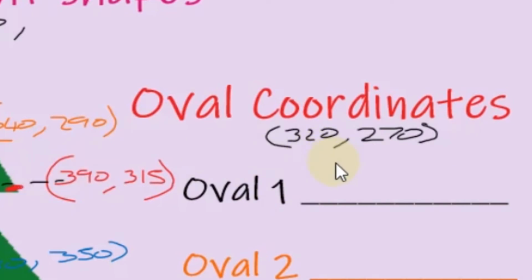So we'll maybe say we want this to be 5 pixels. And it's going to be a circle shape, so that means that the ending coordinate will be 325 and the height will be 275. Okay, so that's shape 1.